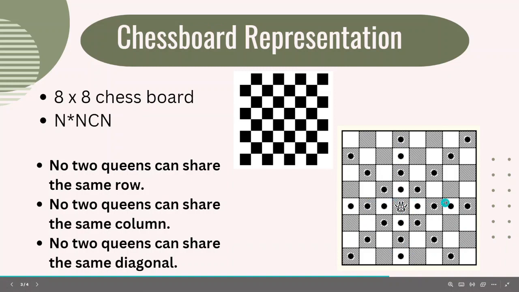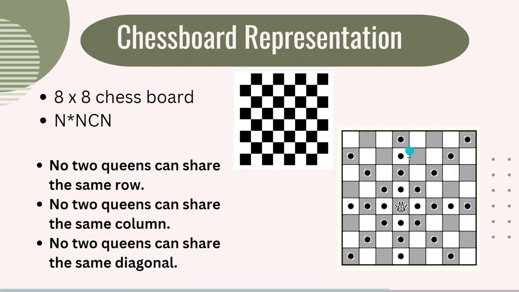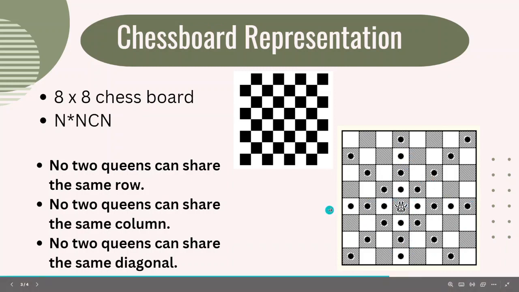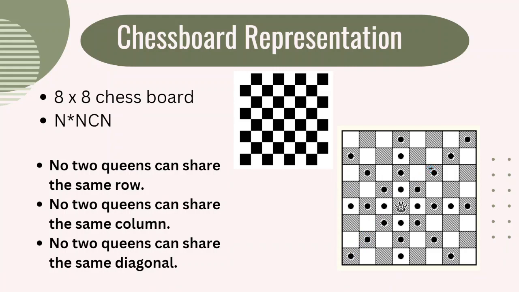A queen can move in a straight line, that is row, column, and diagonal. So no other queen should be placed in these directions. No two queens can share the same row, they cannot share the same column, nor can they share the same diagonal.